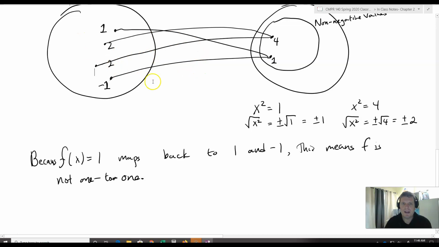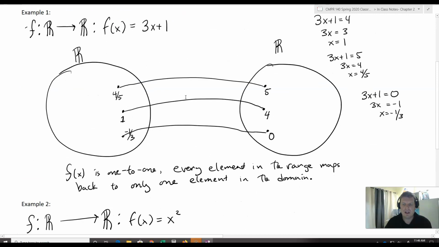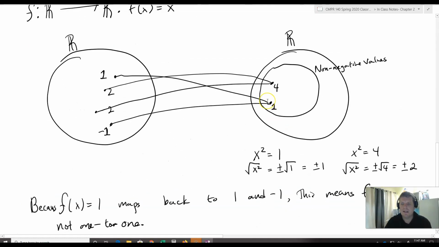So consequently, hopefully we can get a clear sense of what it means to be one-to-one. If we have a function where we take an element in the codomain and map it back to an element in the domain, and it maps back to only one element for every single element in the codomain, not just one, but all the elements in the range map back to only one element in the domain, then what we have is a one-to-one function. On the other hand, if one of the elements in our range maps back to more than one element in the domain, then what we have is not a one-to-one function.